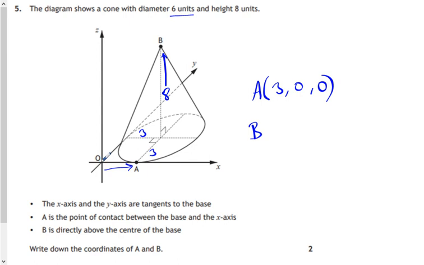B, we're going to go 3 on the x-axis, then 3 in on the y-axis, and then 8 up on the z-axis. Oh, I've done a z there. 8 on the z-axis. The two coordinates are all we're asked for here, and this is just your understanding of 3D coordinates. Don't forget, since it's 3 dimensions, you should have the third coordinate in each.